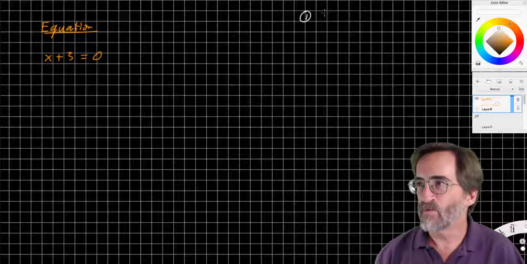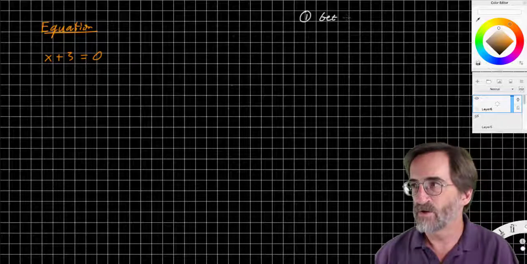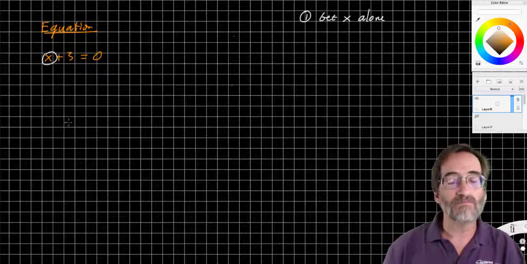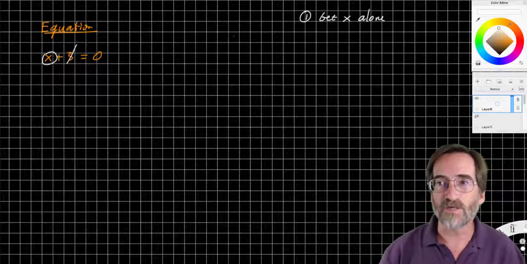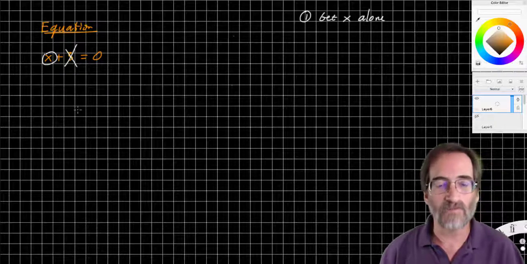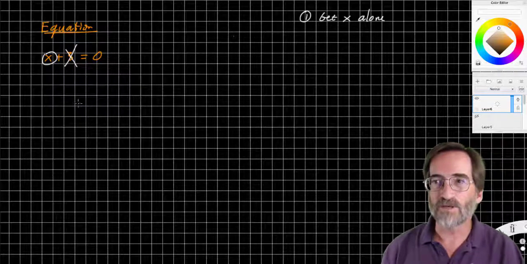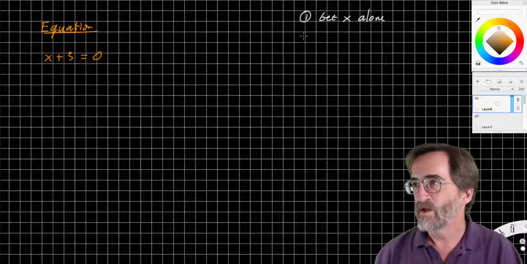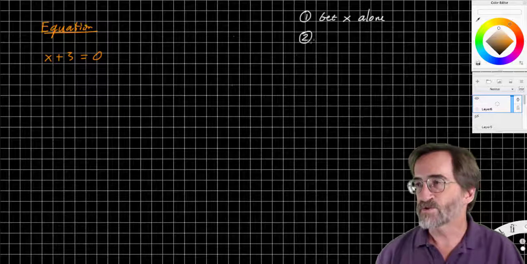Principle number one is we want to get the x alone. Another way to interpret that is this x wants to be by itself, but it's got this pesky 3 sitting here that I'd like to get rid of, right? I'd like to get rid of the 3 so that x is all by itself on its own side of the equal sign. That introduces principle 2.